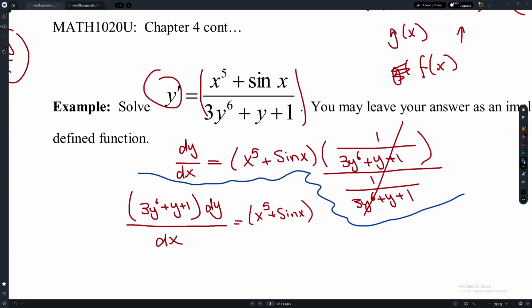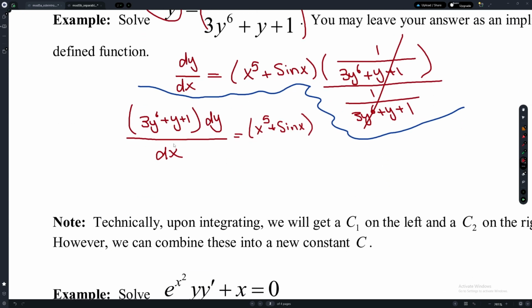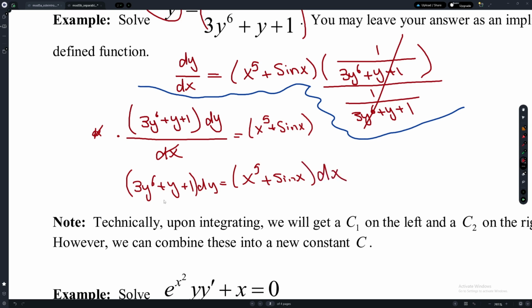There you go. So after I've simplified it, the next step is I can multiply by dx and multiply this side by dx. So then I'll get 3y^6 plus y plus 1 dy. Don't forget this is multiplying by dy. Equals, since I multiplied by dx, so this is multiplied by dx. This cancels out with this. You have to multiply this by dx as well. You get x to the 5 plus sine x dx.